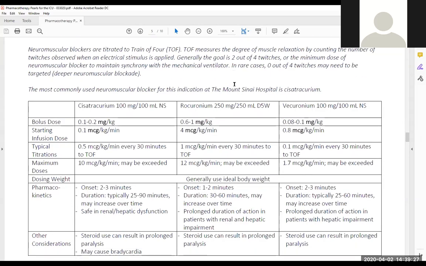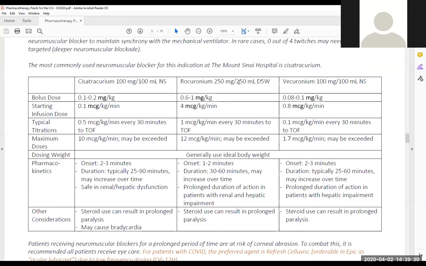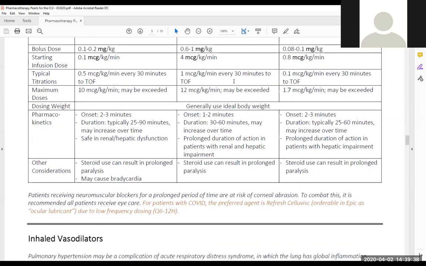The most commonly used agent currently is cisatracurium, but you may increasingly see the use of rocuronium and vecuronium as we move forward. The important thing is that these patients all have eye care, so either their eyes should be taped shut and they should get eye drops. So the preferred agent right now would be the refreshed Celluvisc. That's because of the low frequency in dosing, which reduces nursing contact time.